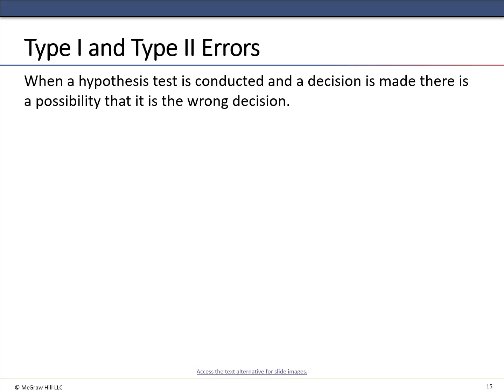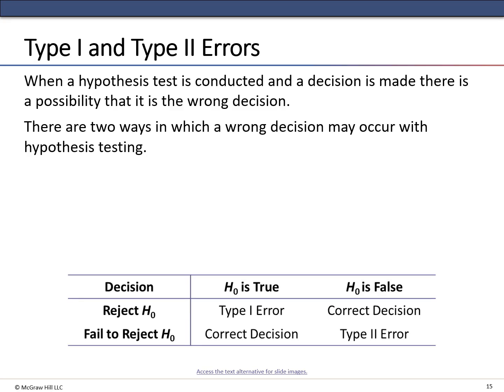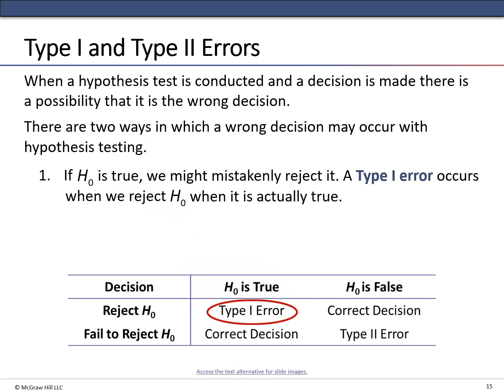When a hypothesis test is conducted and a decision is made, there is a possibility that it is a wrong decision. There are two ways in which a wrong decision may occur in hypothesis testing. If the null hypothesis is true and we mistakenly reject it, a type 1 error occurs when we reject the null when it's actually true.